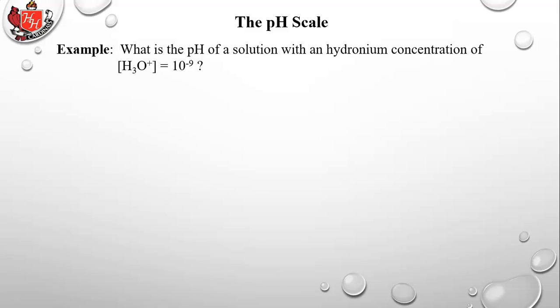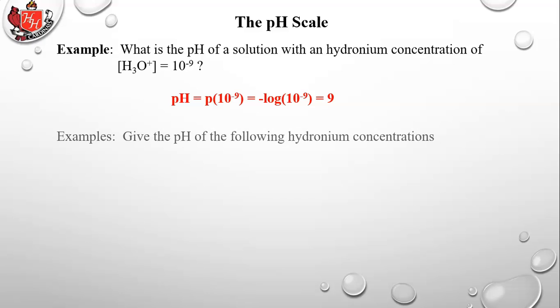So what is the pH of a solution with a hydronium concentration, H3O+ concentration, equals 10 to the minus 9? So pH simply equals negative log of 10 to the negative 9, which is negative log 10 to the minus 9, which equals 9. So we saw that example before. So let's practice on some of these. Give the pH of the following hydronium concentrations.